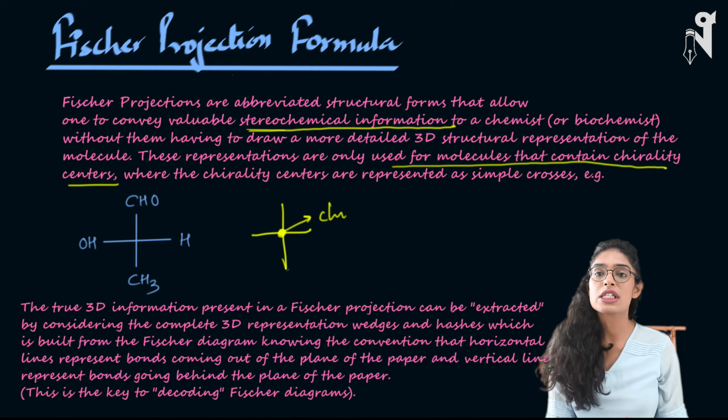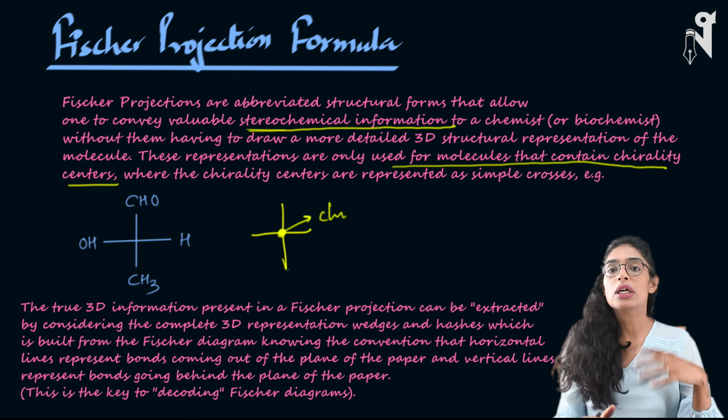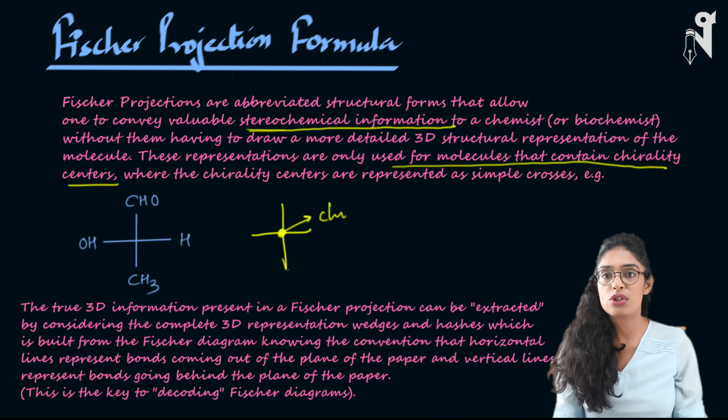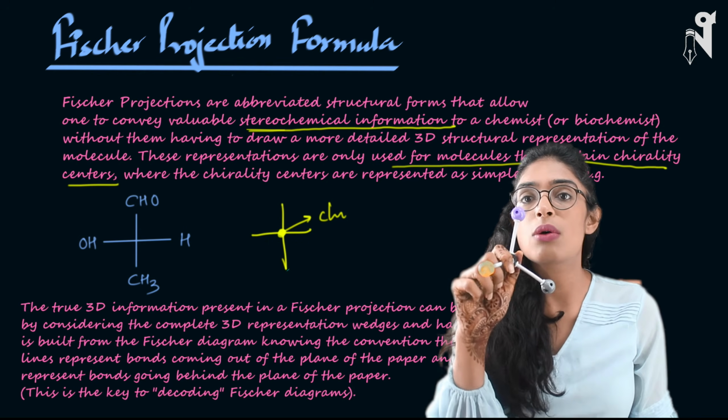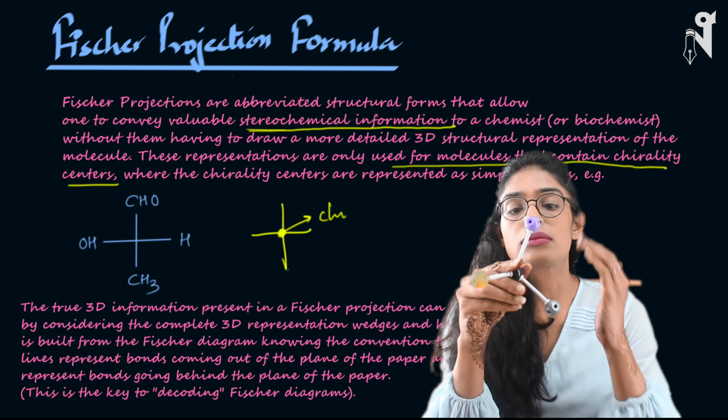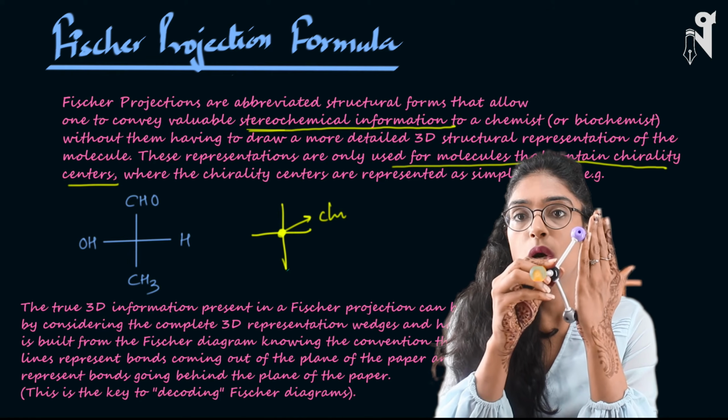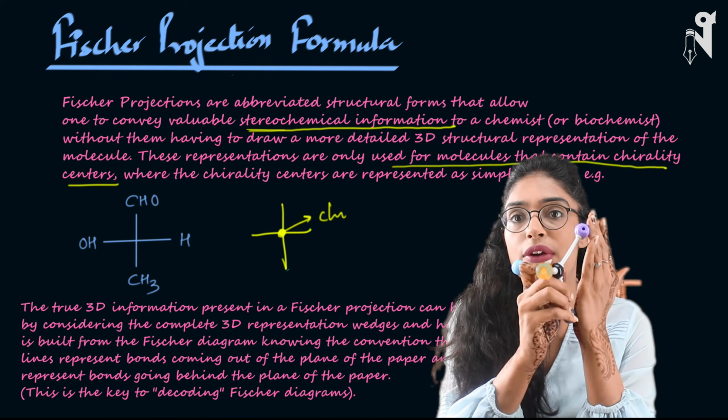Now let me explain how the wedge-dash formula and the Fischer projection are related. As I mentioned earlier, when you talk about a wedge-dash formula, 2 bonds are in the plane of the paper. One is towards the viewer and one is away from the viewer.